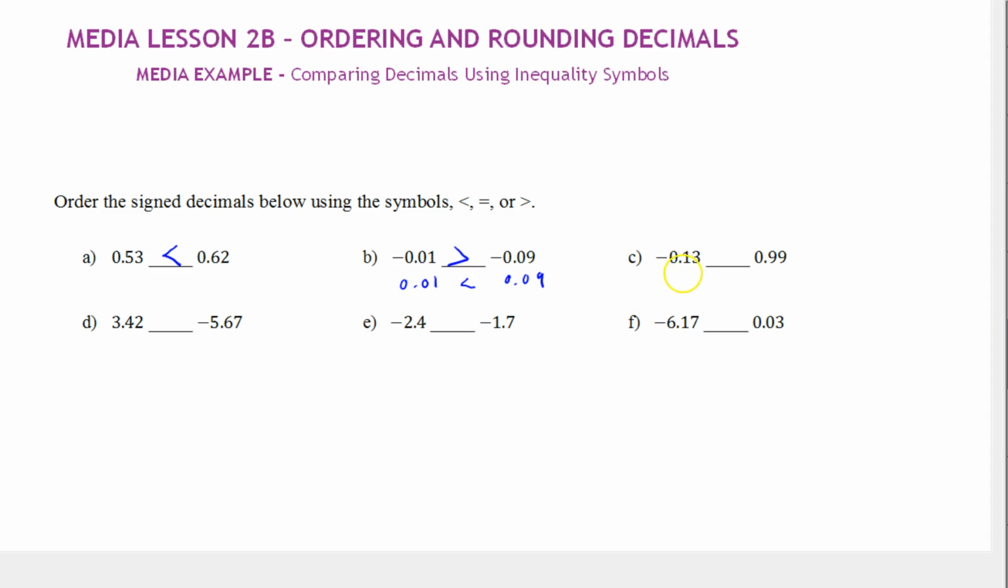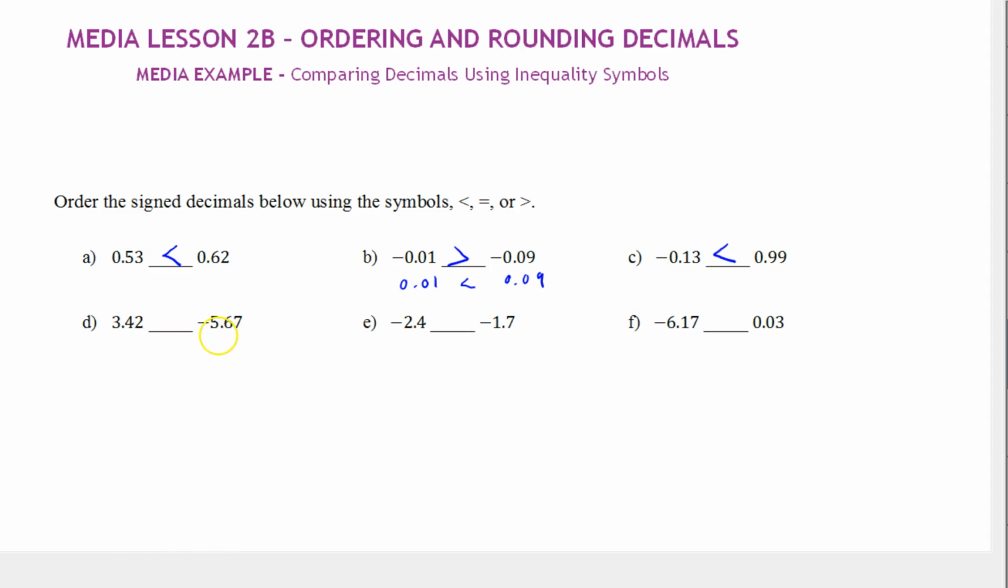Now, I like this one because I don't have to do too much thinking. I don't even have to look at the place value. So take a second and see if you can see why. This number is negative, this number is positive. A negative number is always less than a positive number. So don't get too wrapped up in the place value part when the signs are opposite to begin with.